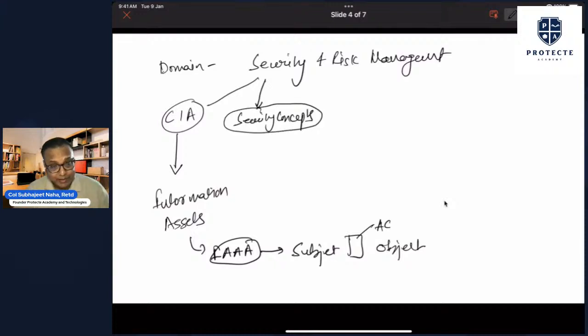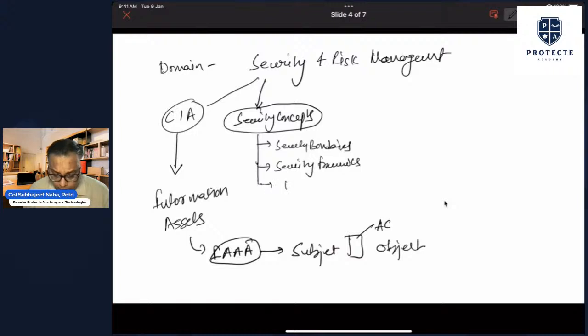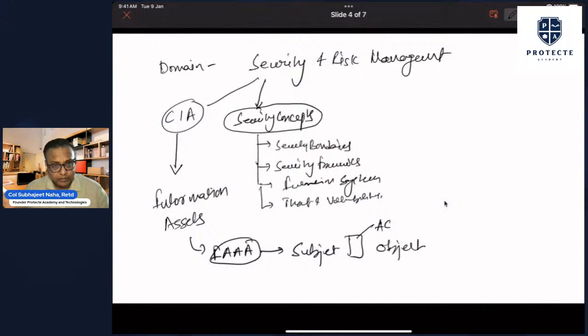Now you will say, I remember everything. Yeah, I've been teaching for almost 3 years. I almost have everything on my tips. Now, security concepts is where you understand what the security boundaries are, how to understand the security boundary, what the security frameworks are, what an information system is, and what the major threats and vulnerabilities are.